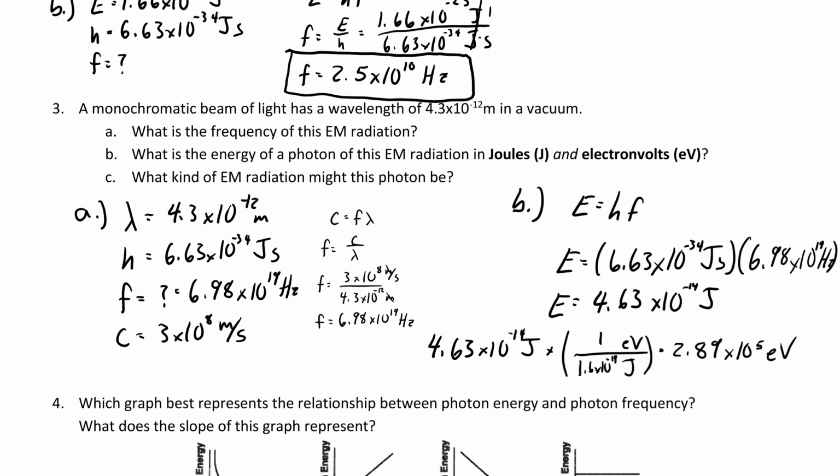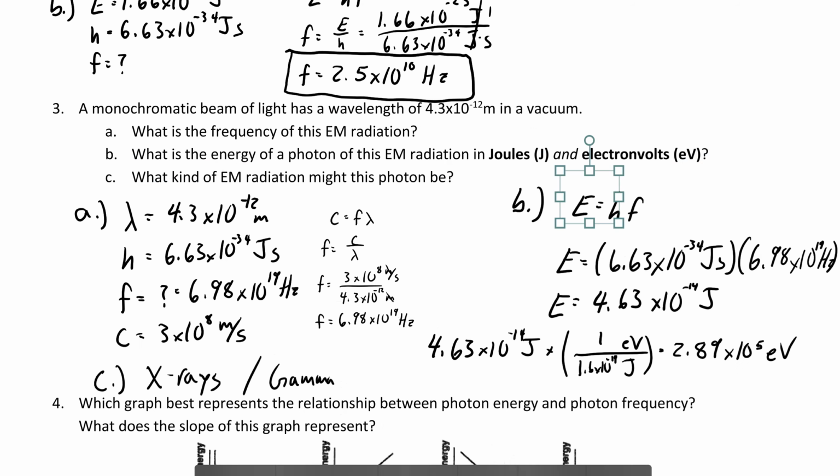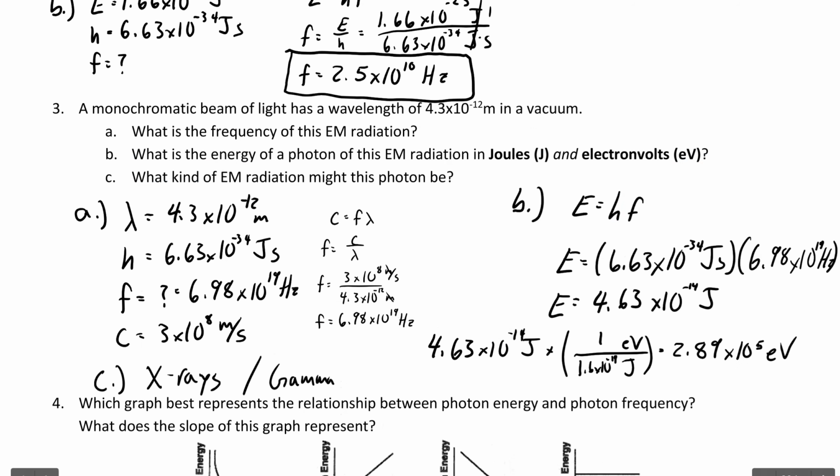Part C, I happen to like those types of questions. It says, what kind of electromagnetic radiation might this photon be? Remember, we're looking at the frequency. We got 10 to the 19 hertz as our power of 10. Let's look at our table. Frequency 10 to the 19, that's around here. It could be either gamma rays or X-rays, because that band of 10 to the 19 falls into both. So we don't know. It could be X-rays or gamma rays. Very good. That's how you use the reference table for those types of problems.